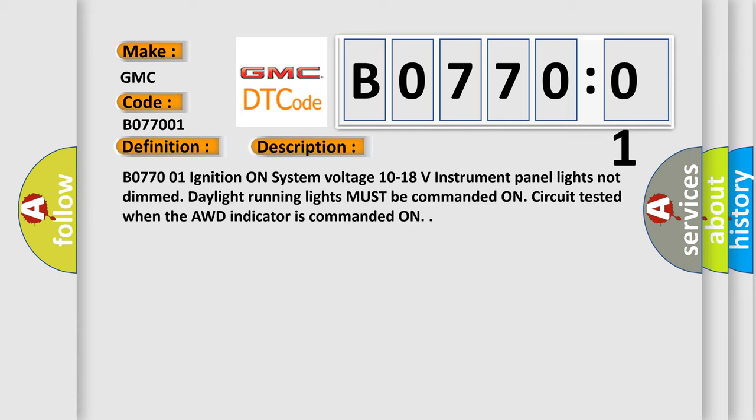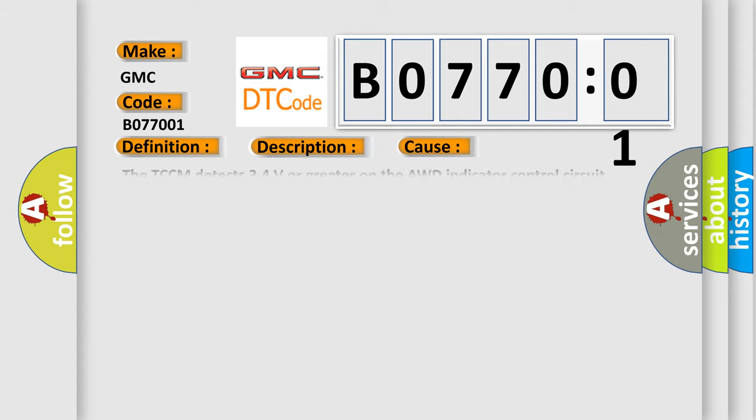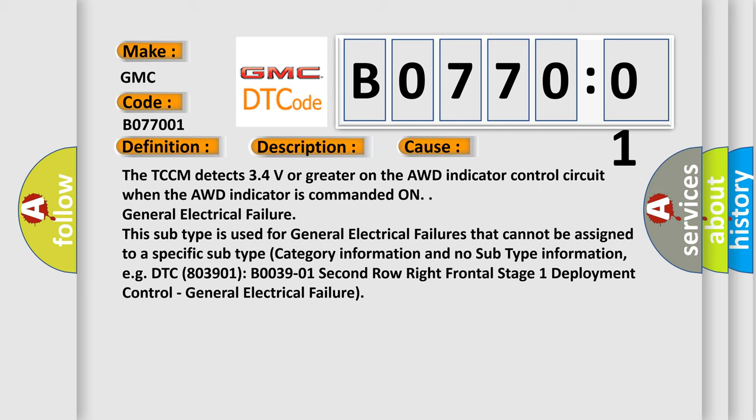B0770-01: ignition on, system voltage 10 to 18 volts, instrument panel lights not dimmed. Daylight running lights must be commanded on. Circuit tested when the AWD indicator is commanded on. This diagnostic error occurs most often in these cases. The TCCM detects 3.4 volts or greater on the AWD indicator control circuit when the AWD indicator is commanded on.